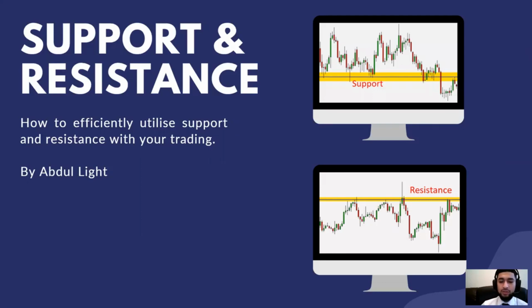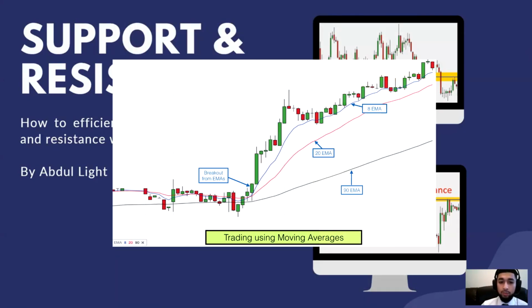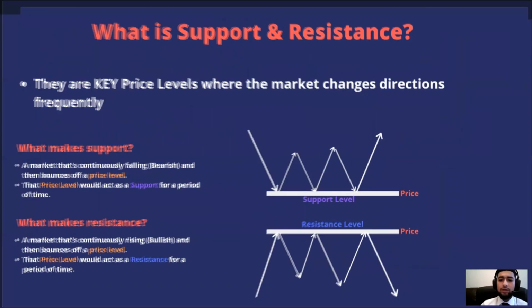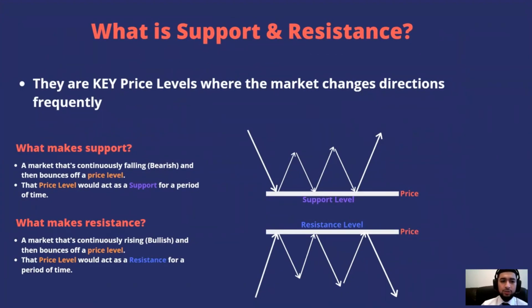Now, support and resistance are an important form of technical analysis that support your bias in finding entry and exit points. Also, they are an important instrument to utilize with other instruments such as the Fibonacci or moving averages. Now, what is support and resistance? Support and resistance are key price levels where the market changes directions frequently.